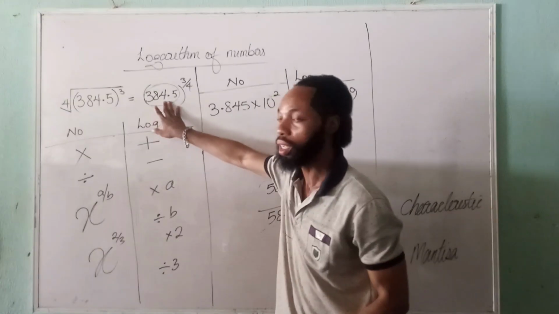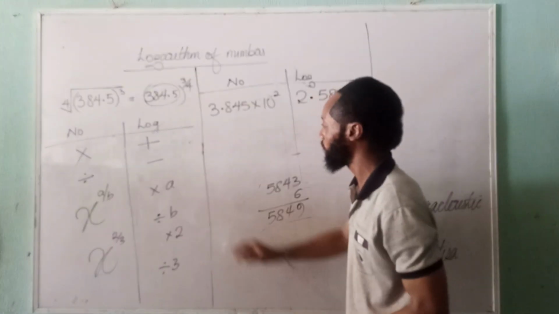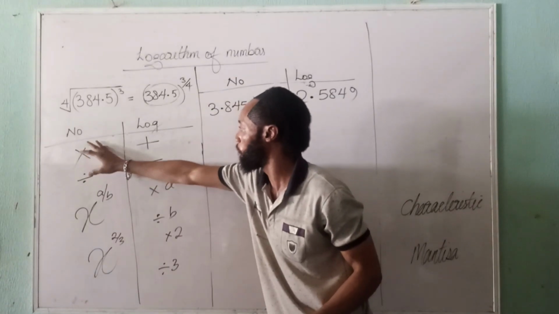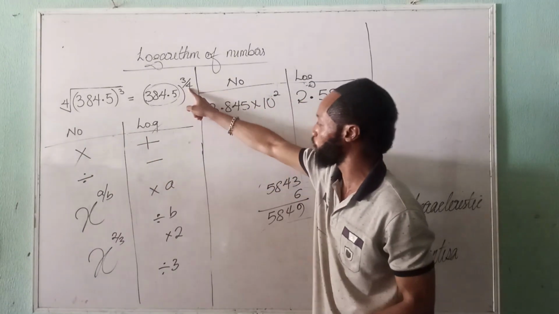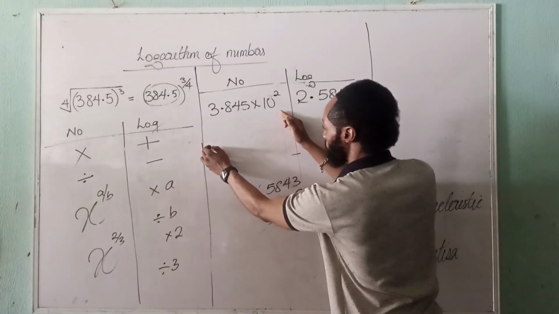Now we've converted it to log. The next thing we want to do, remember this is the question we're given, remember our number, we've converted it to log. Now this is what we have. We have this case here. So what are we going to do? We write our values.